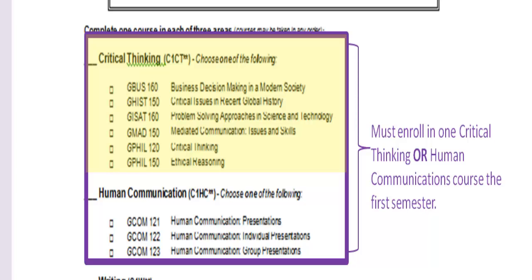The human communication courses differ from one another in areas of presentation format. The presentations given in GCOM 121 are a blend of individual and group presentations. GCOM 122 consists of presentations given individually, and GCOM 123 are primarily group presentations.